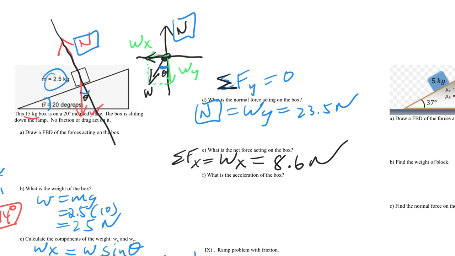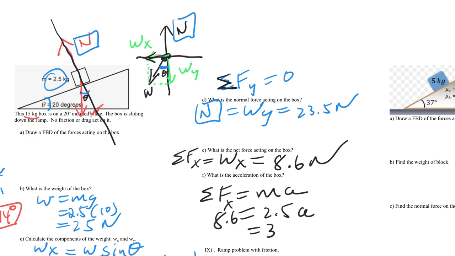What is the acceleration of the box? Okay. F net equals ma. We're talking about in the x direction, so the mass is 2.5 times a, and we got 8.6. 8.6 divided by 2.5 is 3.44. So I'll say 3.4 meters per second squared.